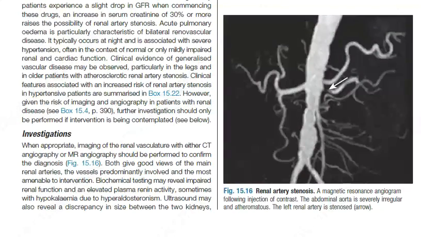This is the figure of renal artery stenosis. A magnetic resonance angiogram following injection of contrast. The abdominal aorta is severely irregular and atheromatous. The left renal artery is stenosed, the arrow showing the stenosed area.